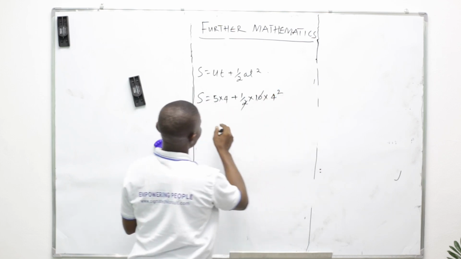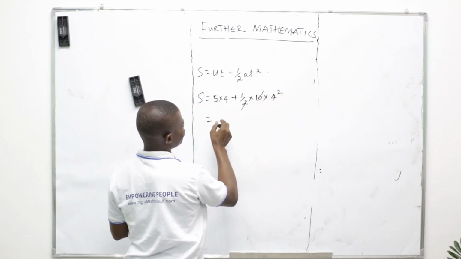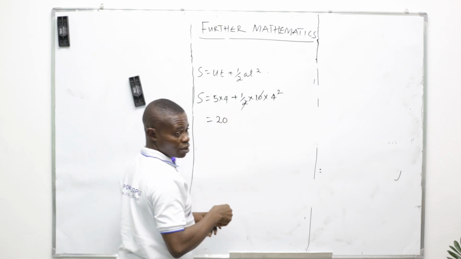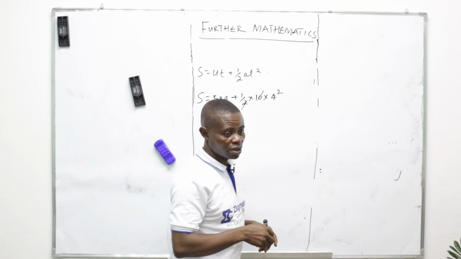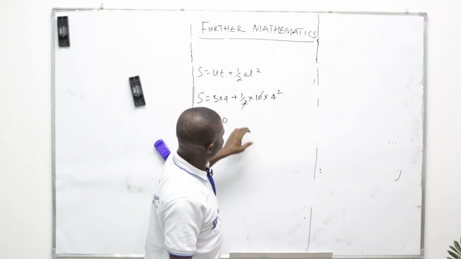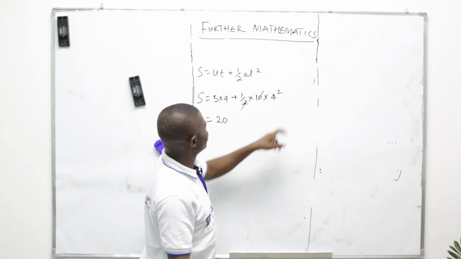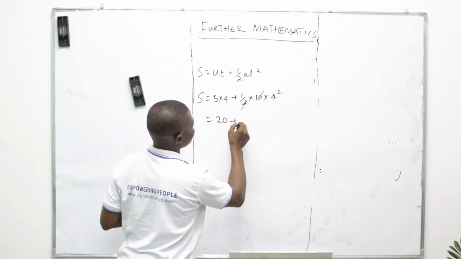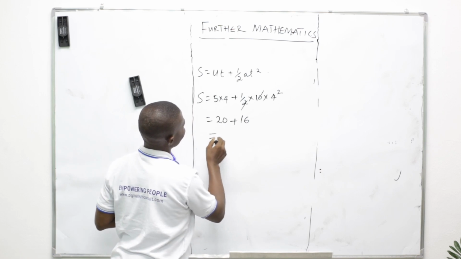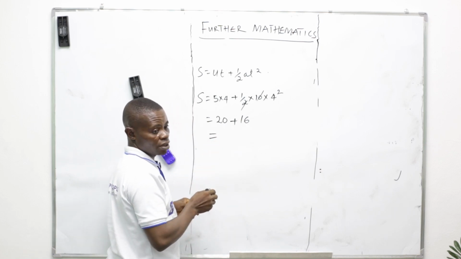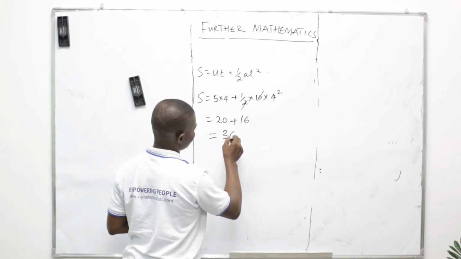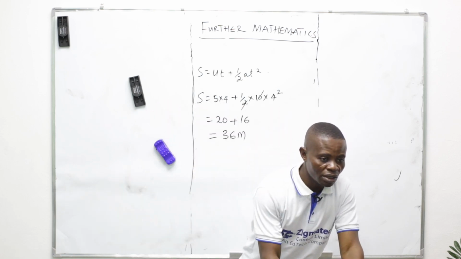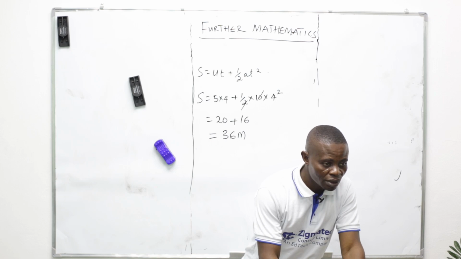This is 5 times 4, which is 20. Then 1 over 2 times 2 times 4 squared, which is 16. Then 20 plus 16 will give us 36 meters.